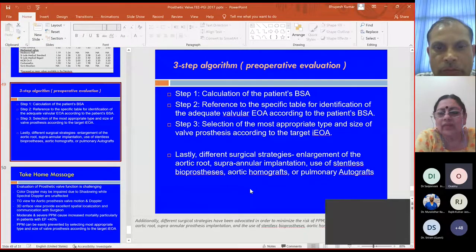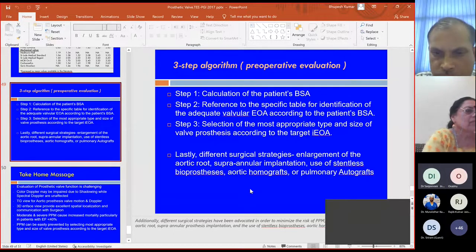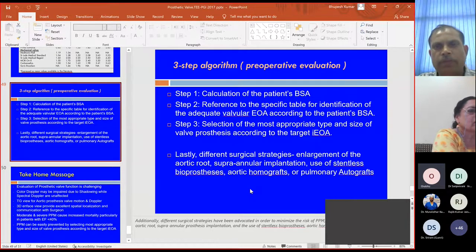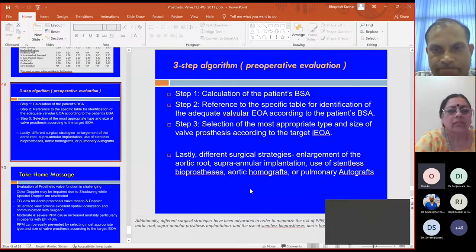If the LV size is comparatively small, what is the vulnerability to PPM? Sometimes the effective orifice area and surface area are fine, but the LV is comparatively small for that particular individual. During that time, in the aortic area, you have to select a little larger valve to prevent PPM, a little larger than the expected size.